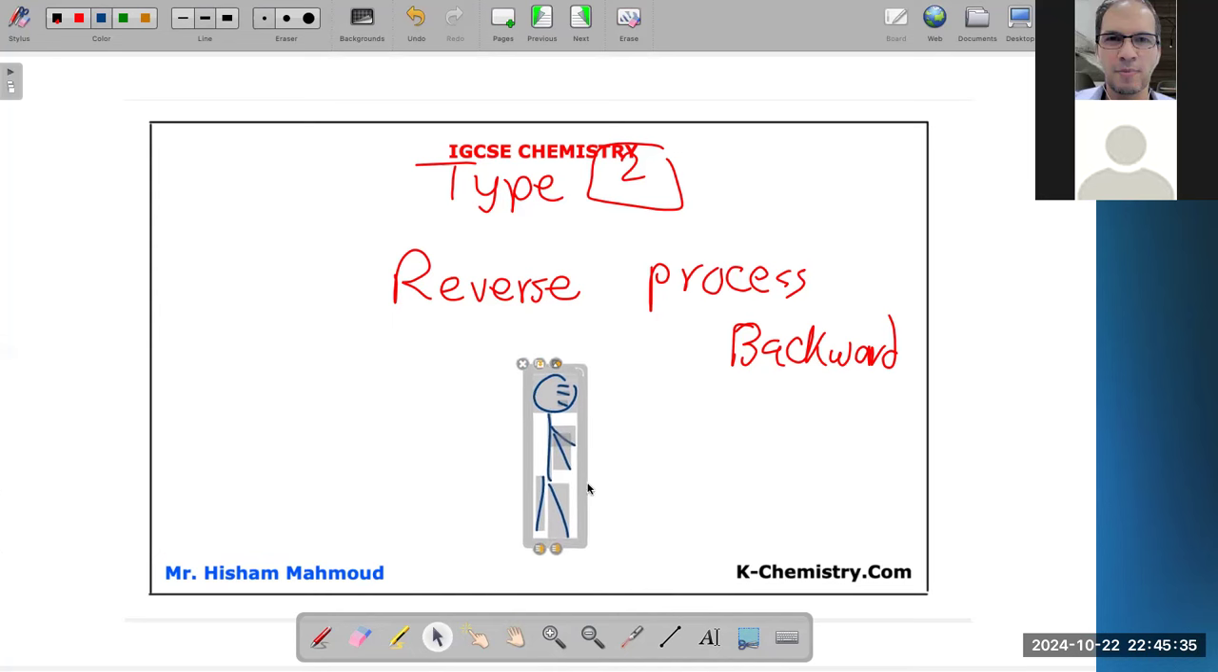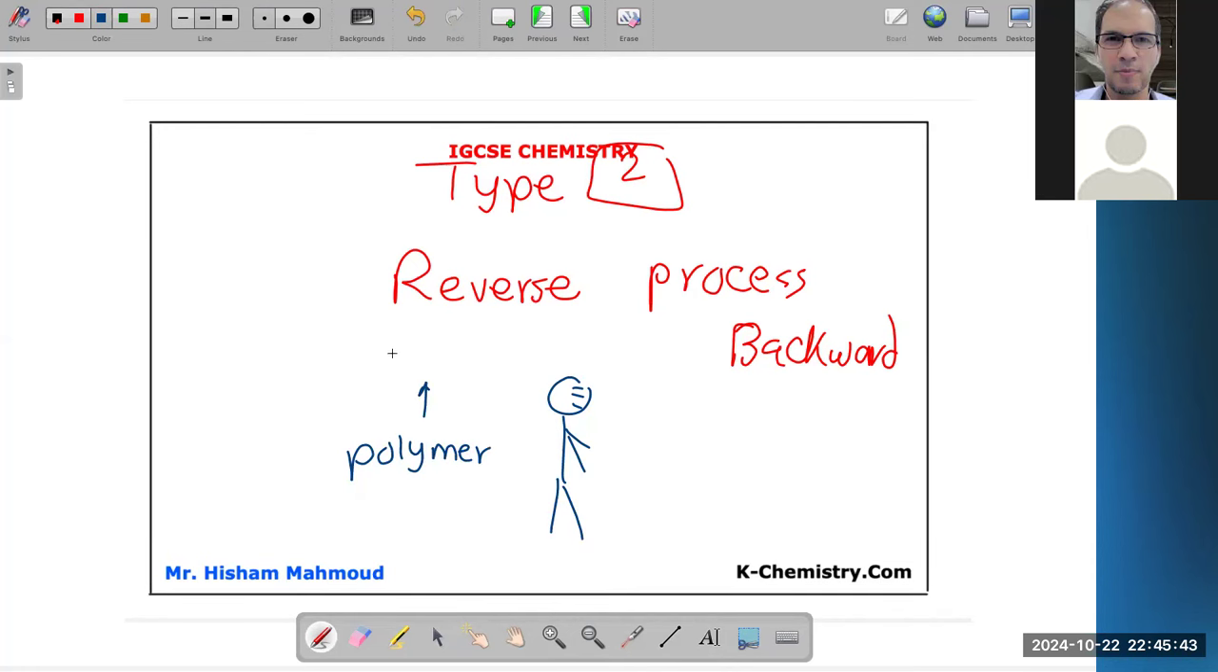Come, stupid. Reverse the process means change the polymer into a monomer. What kind of a student you are? Change the polymer into the monomer? How do I do that? Break the Lego into one unit only. How do I do that? Reverse the steps.